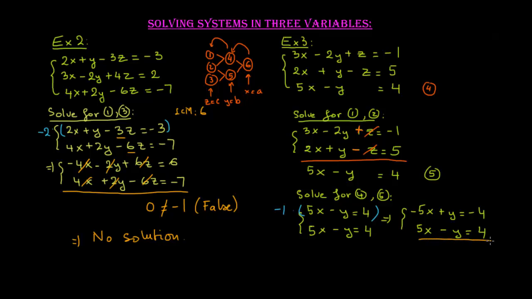Then when we add them together, 5x will be cancelled out, y cancels out, giving me 0 equal to 4 minus 4, which cancels out and gives me another 0. So 0 equal to 0, that's a true statement. So my final answer will be infinitely many solutions.